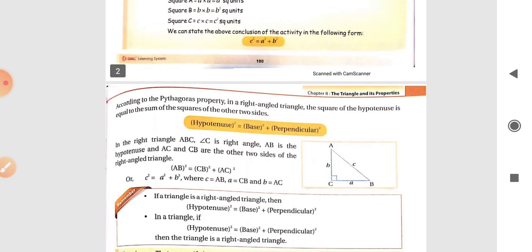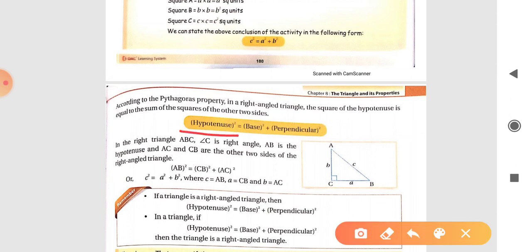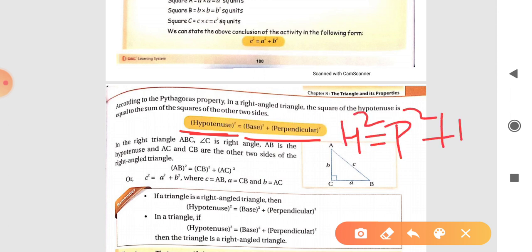So the property is hypotenuse square is equal to base square plus perpendicular square. That means in a right angle triangle, the square of the hypotenuse is equal to the sum of squares of the other two sides. That means hypotenuse square is equal to base square plus perpendicular square. Or we can also write it as h square is equal to p square plus b square, that means hypotenuse square is equal to perpendicular square plus base square.